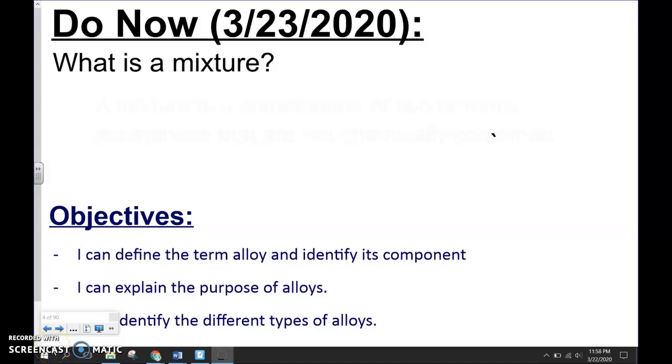All right, guys, today we are going to start notes on our next unit talking about alloys. Now, you read a little bit about making different alloys for coins to get us started. Today we're going to talk about what an alloy is.